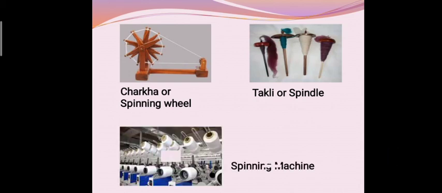This is takli or spindle. You can see the spindle has a hook-like structure at its top in which cotton fiber is hooked and then it is twisted in clockwise direction. So some fibers are drawn together in a strand. This brings fibers together to form yarn. The next is the spinning machine. For large scale production of yarn, spinning machines are used.